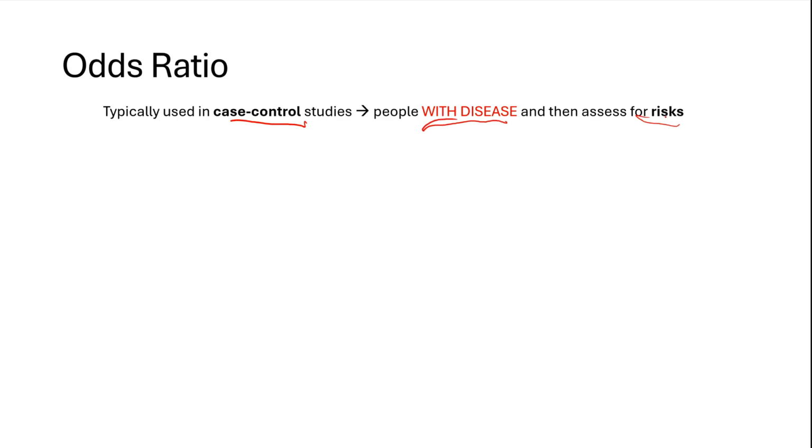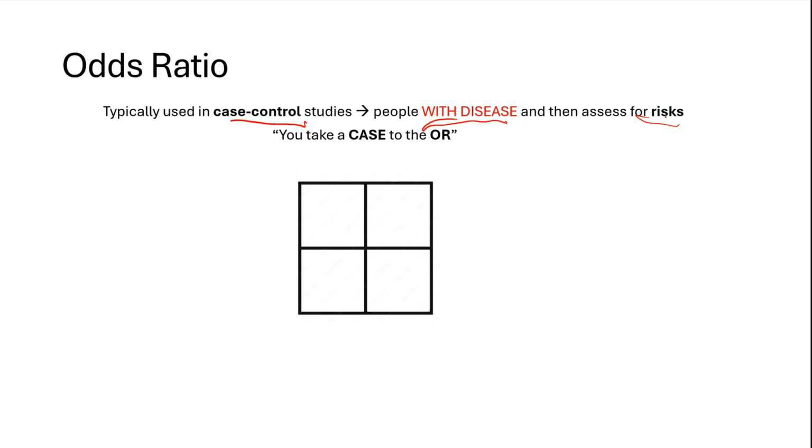So an easy mnemonic to remember this that is typically taught is you take a case to the OR, very medical-based mnemonic. Case control studies, OR for odds ratio. That's how you can relate those two together. Now, when we're talking about what odds ratio is, we typically have to start by drawing our 2x2 table. Okay? 2 boxes by 2 boxes for a total of 4 boxes.